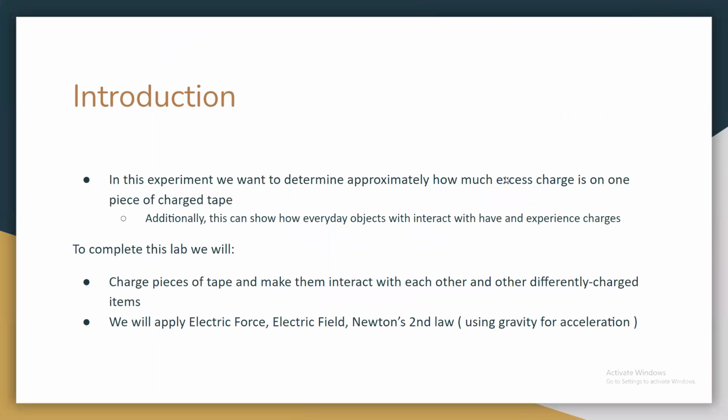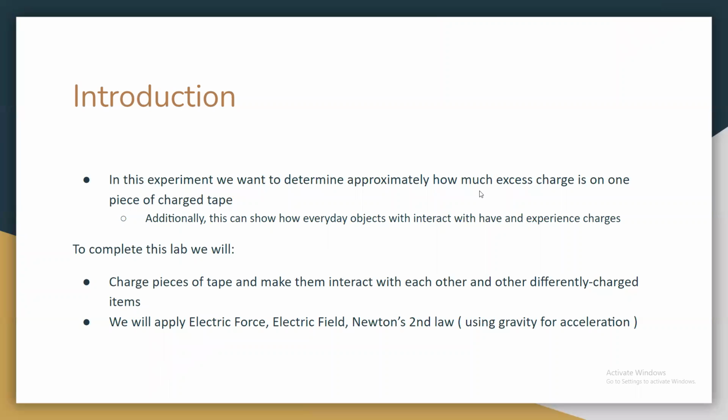The goal of this lab is to observe the transfer of electrons and determine the amount of excess charge on a piece of charged clear tape. So basically, we're going to create pieces of tape that are charged and observe their interactions with each other, then with other objects that are differently charged.